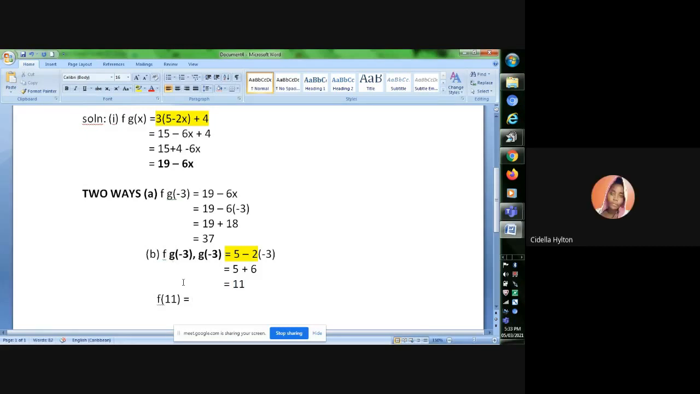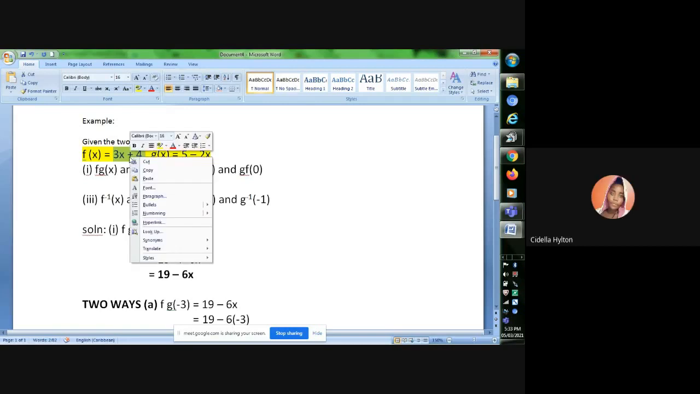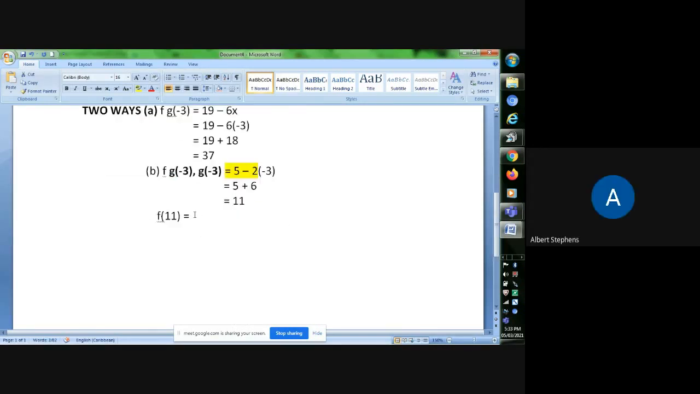You have to be very careful not to mix up the function. We're not going to use the g function. We're going to use the f function, 3x plus 4. And then we're going to replace x with 11. And then that should give us the answer. As you can see, we get back 37. That's 3 times 11 is 33, plus 4 is 37.